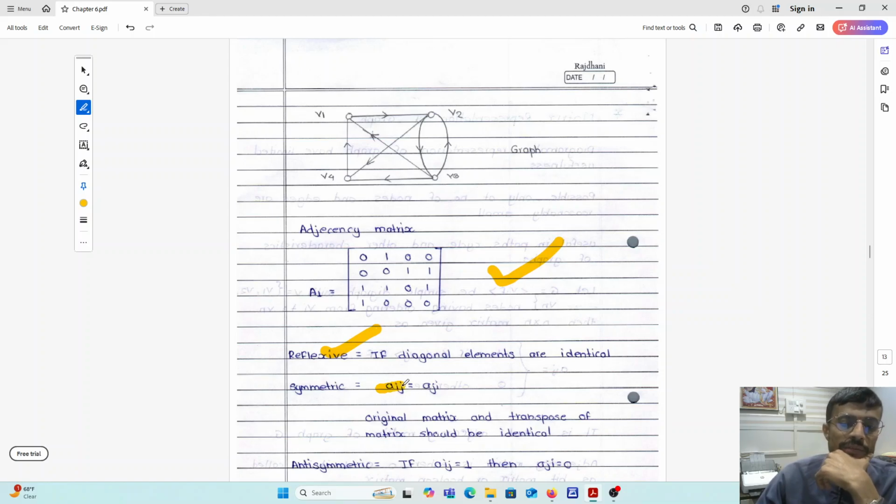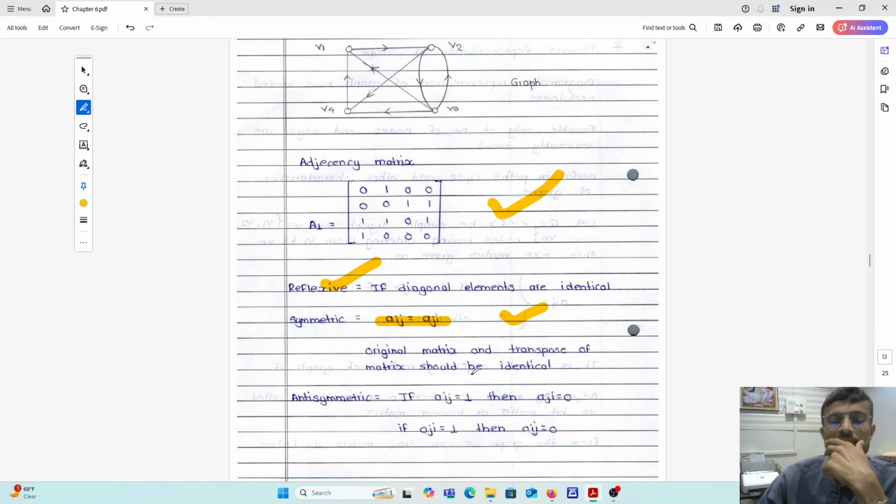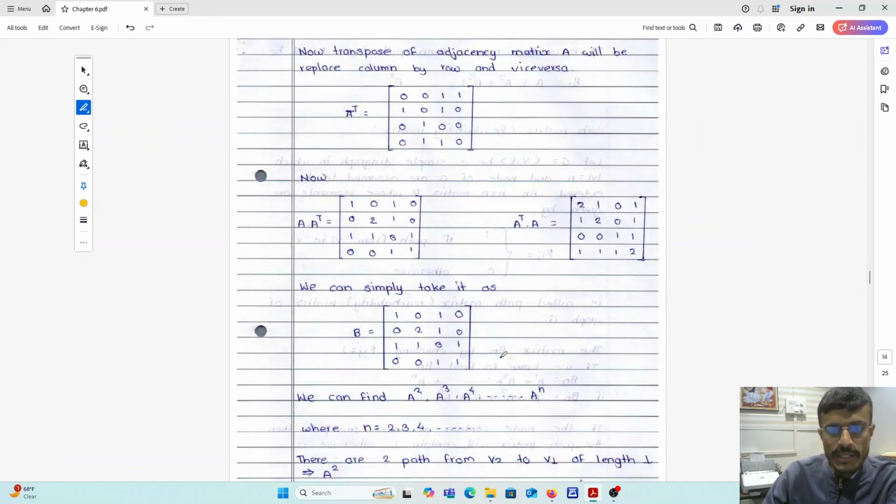Symmetric is what? When A of ij is equal to A of ji, then it is called symmetric. So the original matrix and the transpose of the matrix should be identical. Then antisymmetric: if A of ij is equal to 1, then A of ji is equal to 0. If A of ji is equal to 1, then A of ij is equal to 0. So that is nothing but the antisymmetric property.